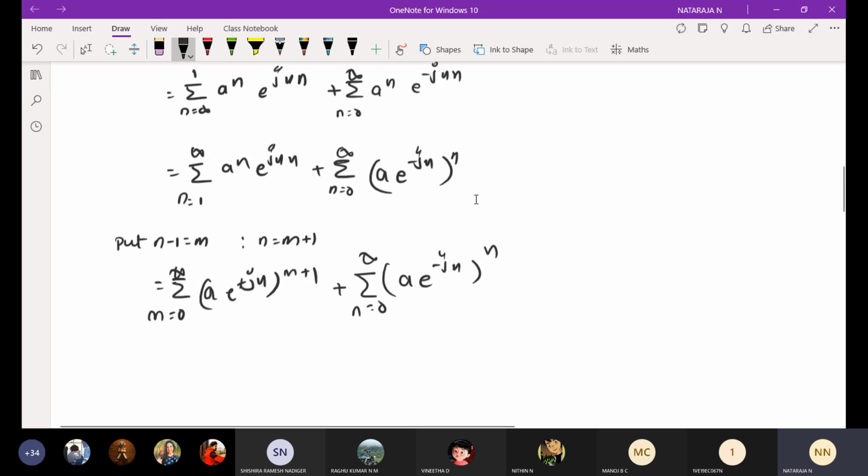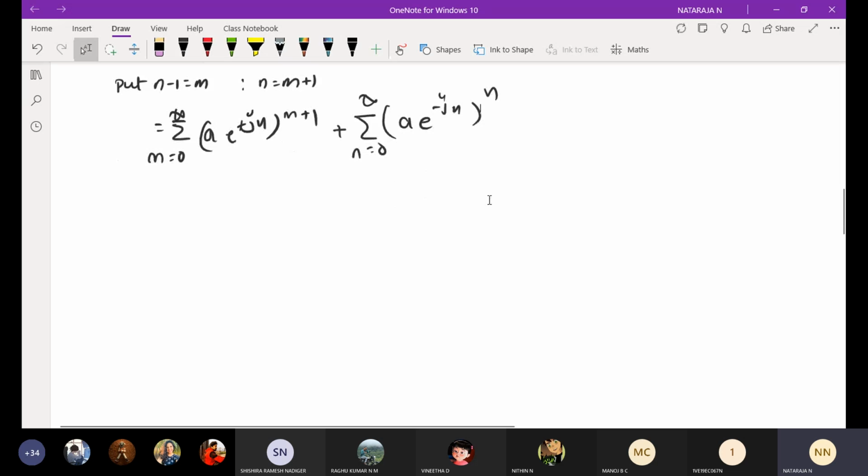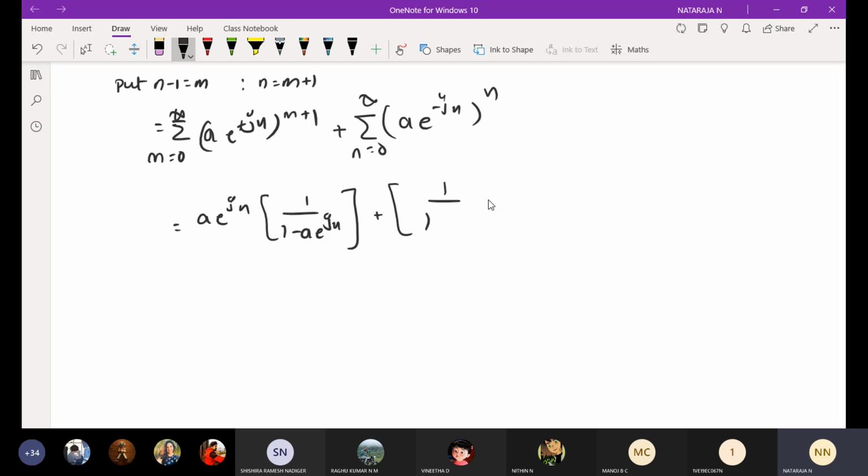Okay, then in the first term I will take a into e power j omega outside. Then I'm going to apply the formula to 0 to infinity, which gives 1 by 1 minus a e to the power of j omega. One will be a positive term and another will be a negative term: 1 by 1 minus a e power minus j omega I am going to get.